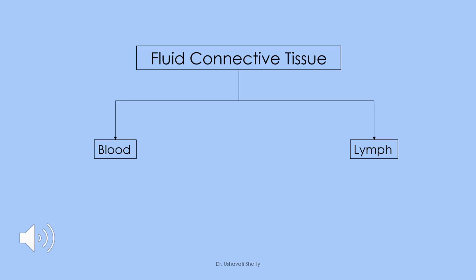Fluid connective tissue. It transports nutrients, hormones, respiratory gases, etc. to the various parts of the body. It is mainly classified into two categories: blood and lymph.